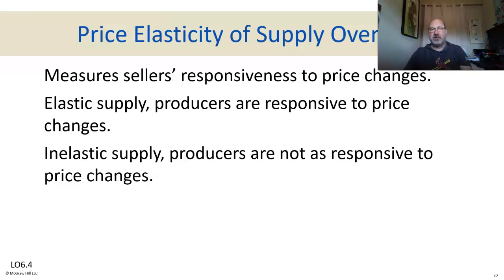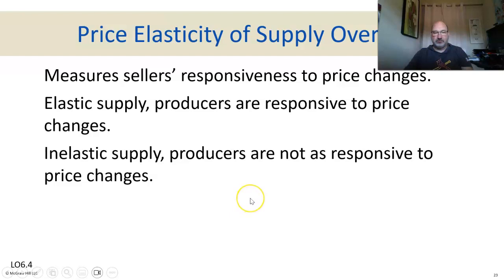It's now time for price elasticity of supply. This is the opposite side of price elasticity of demand. This is the firm side. It measures the seller's responsiveness to price changes. Basically, everything we did for demand is now the same, it is just supply. So you have elastic supply, where producers are responsive to a price change, and inelastic supply, where producers are not responsive to changes in price.